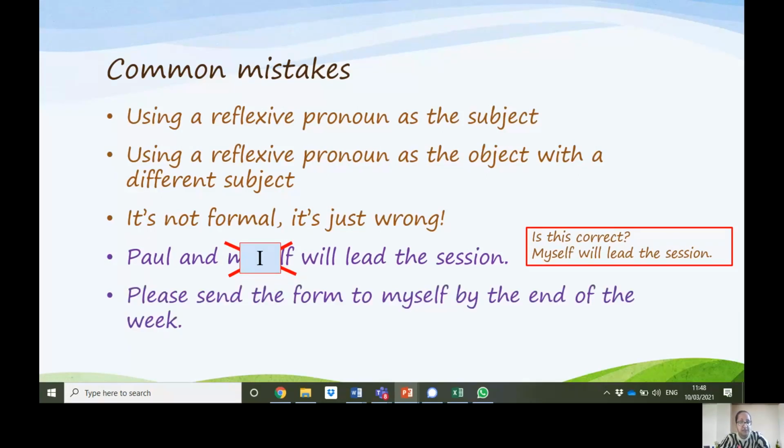How about this example? Please send the form to myself by the end of the week. Because you are the subject, I am the indirect object. The direct object is the form. We have a different subject to the object, so we can't use a reflexive pronoun. Here, the object pronoun is me. Please send the form to me by the end of the week.